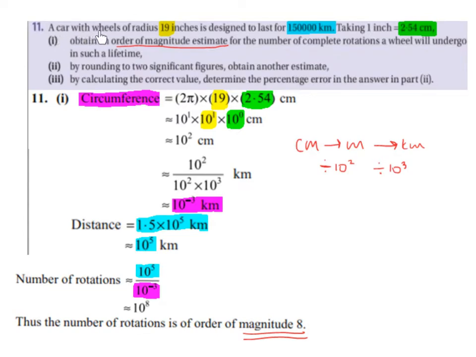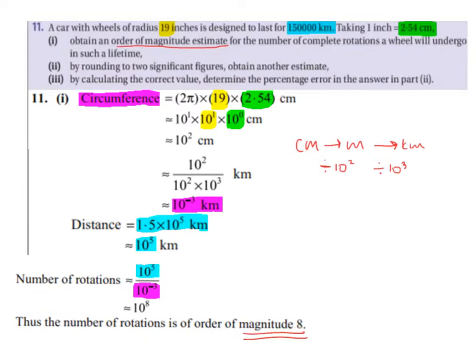A car with wheels of radius 19 inches is designed to last for 150,000 kilometers. Taking 1 inch to equal 2.54 centimeters, obtain an order of magnitude estimate for the number of complete rotations a wheel will undergo in such a lifetime.